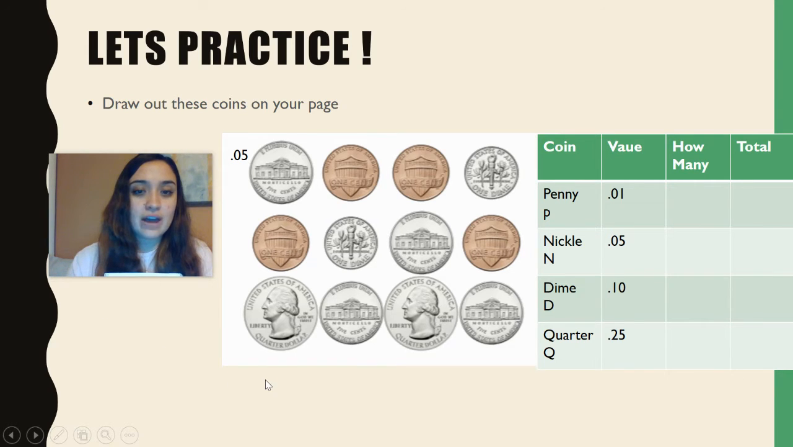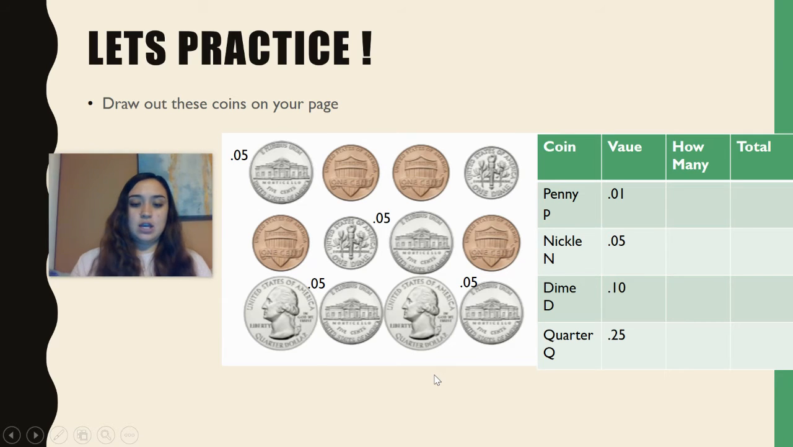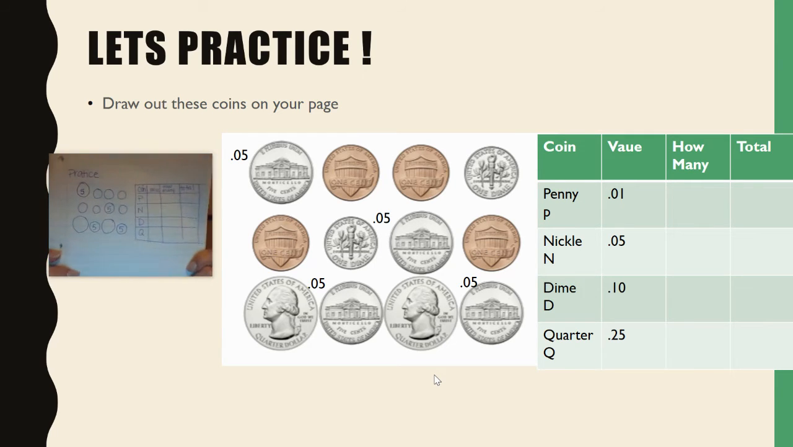So I'm gonna label that one 5 cents, and I'm gonna go through, and since all the nickels look the same, I'm gonna label them all 5 cents. Okay, and I'm gonna show you how you would do that in your picture. So there's a 5 there, a 5 there, a 5 cent there, a 5 cent there. Okay, so I'm gonna label my picture with all my 5 cents, right? Those are all worth 5 cents.